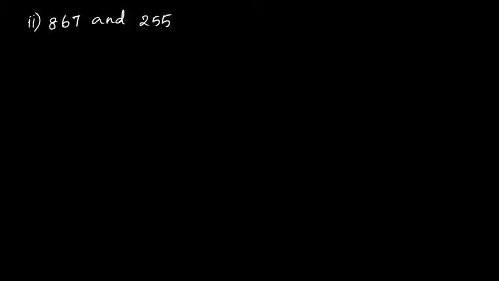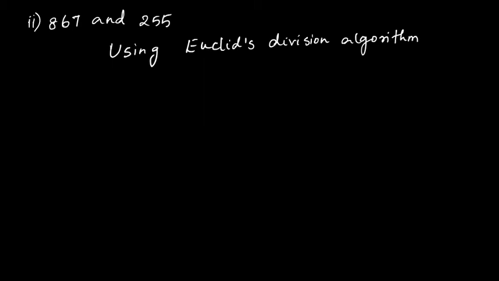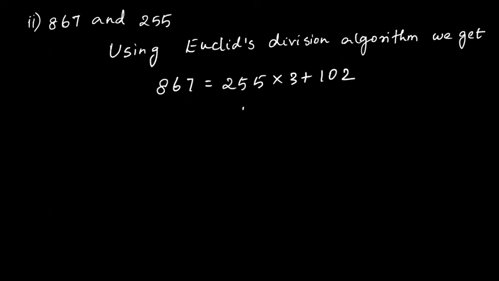Second question, 867 and 255. So using Euclid's division algorithm, we get, write 867 in terms of 255. So 867 is equal to, maximum you can have 3 times of 255, then you get a remainder 102. So clearly you got a remainder which is not equal to 0. So continue the same process.